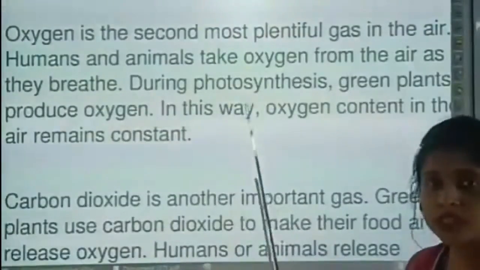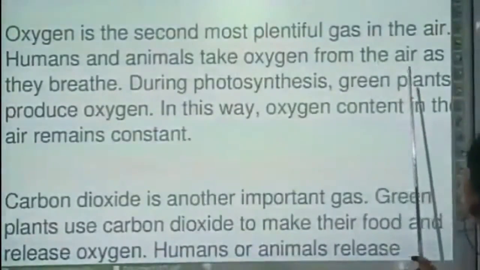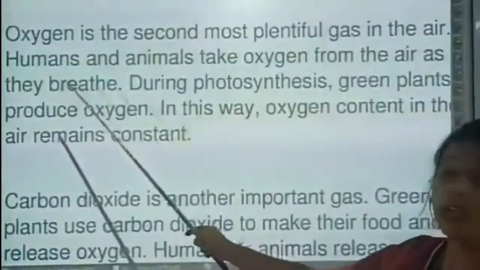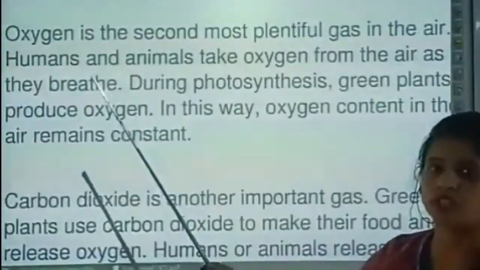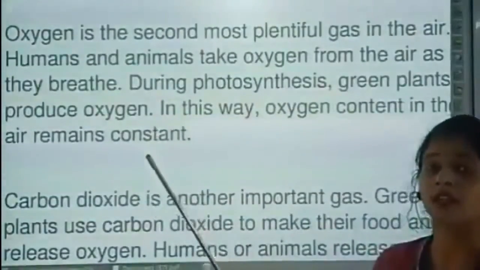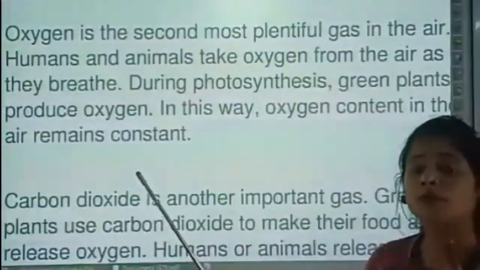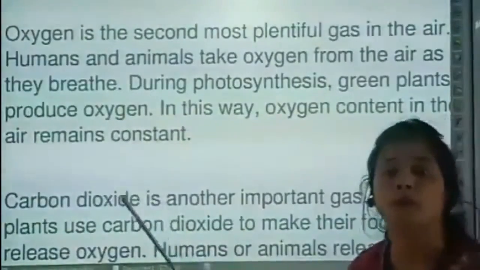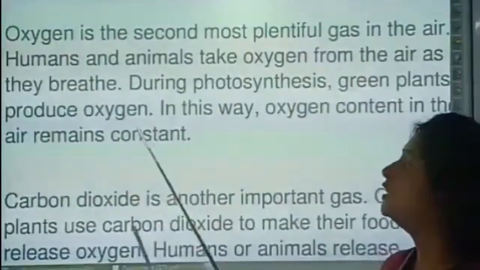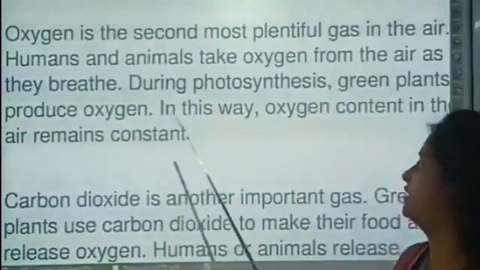So who takes the oxygen? Humans and animals. And how do they take it? From the air, by the breathing process. They breathe oxygen. When we are inhaling, we call this the breathing system. In the breathing system, we are just inhaling the oxygen gas.